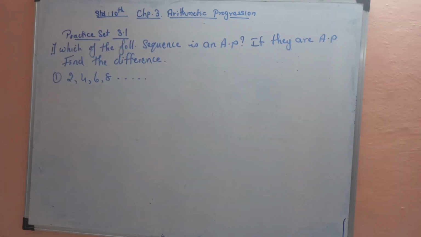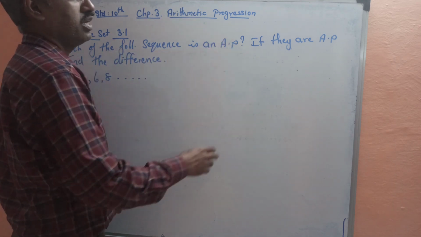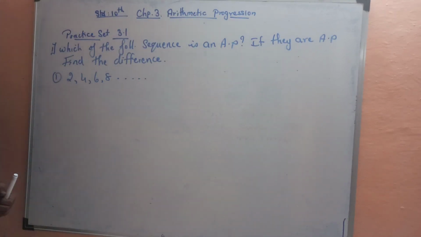Okay, let's start with the first practice set, that is practice set number 3.1. Which of the following sequence is an AP? If they are AP, find the difference. So this is the question asked in 3.1. The first question is 2, 4, 6, 8 and it goes on continuously. It is unlimited, so it can further continue to any extent.